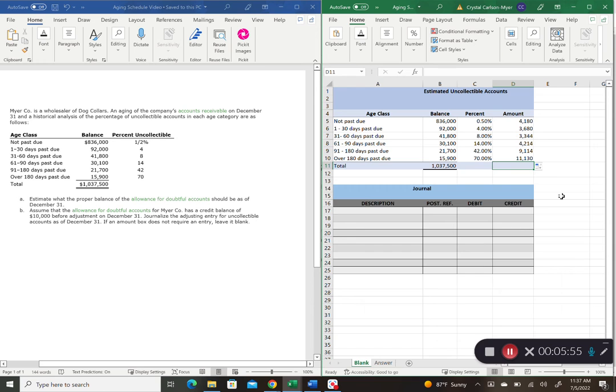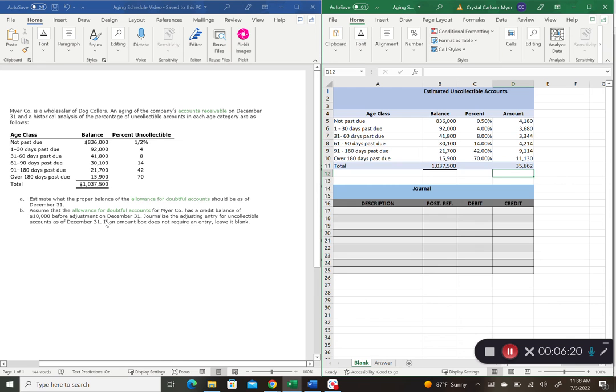So to get your correct balance in the allowance for doubtful accounts, all you want to do is add up the total of this column. Again, if you're doing this in Excel, it's easy to just do a simple sum. You can use the sum key up here if you have that available. And the total balance in our allowance for doubtful accounts should be $35,662 as of the end of the year.